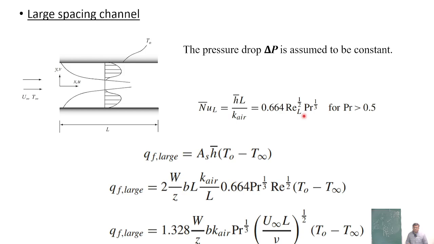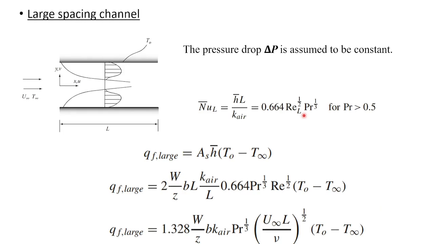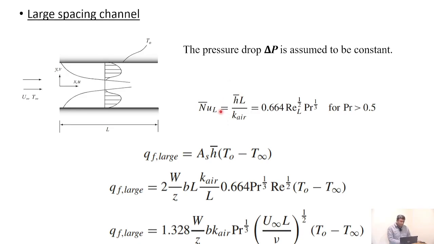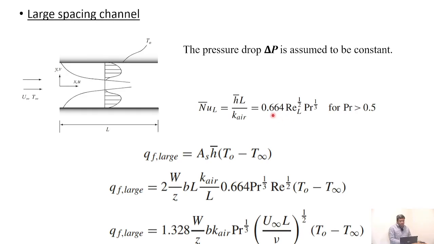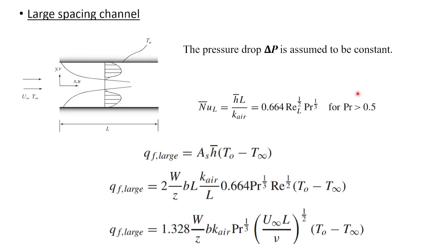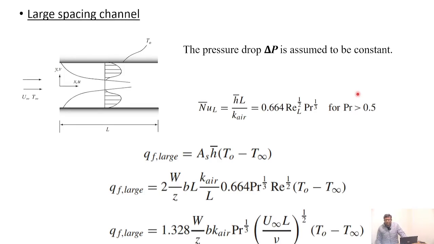And this is not 0.332 because it's the average value, right? It uses an average heat transfer coefficient. It gives an average Nusselt number also. So the average heat transfer coefficient is 2 times the local heat transfer coefficient. So that 0.332 gets multiplied by 2, and then you get 0.664. And this is valid for Prandtl number greater than 0.5. What's the Prandtl number for air? Air will be the typical fluid in these situations. So air, what is the Prandtl number?